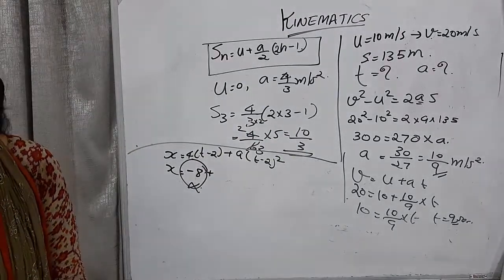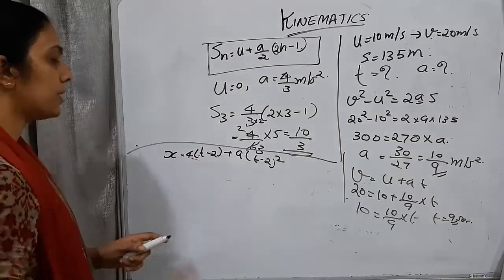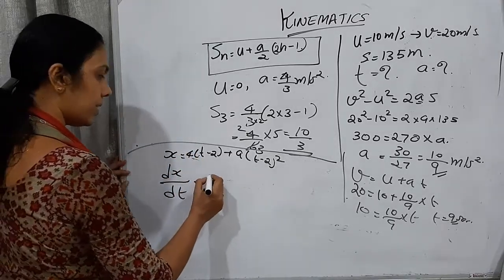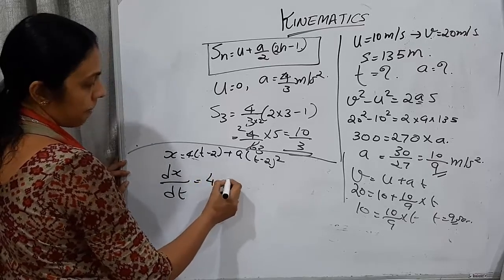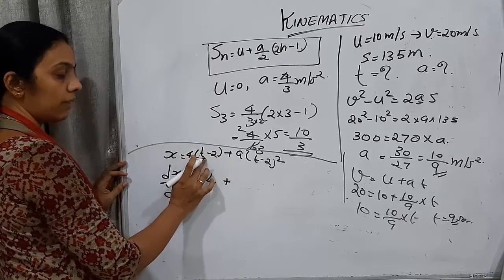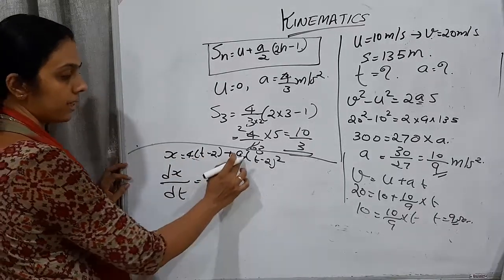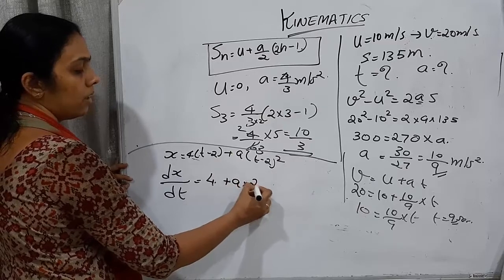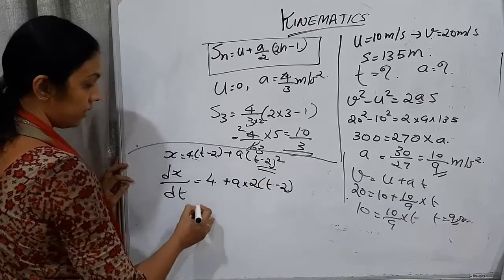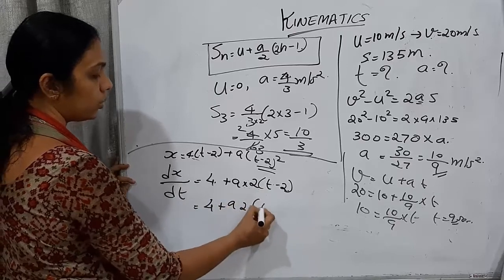Next one, initial velocity of the particle is 4. How can we find out the initial velocity? Velocity equals dx by dt, we should differentiate, right? dx by dt equals 4 plus the differential of 4t minus 8. In that, when differentiating, d by dt of t is 1, so only 4 remains. Here, a into t minus 2 the whole square gives 2 into t minus 2 into 1. Therefore, 4 plus 2a into t minus 2.